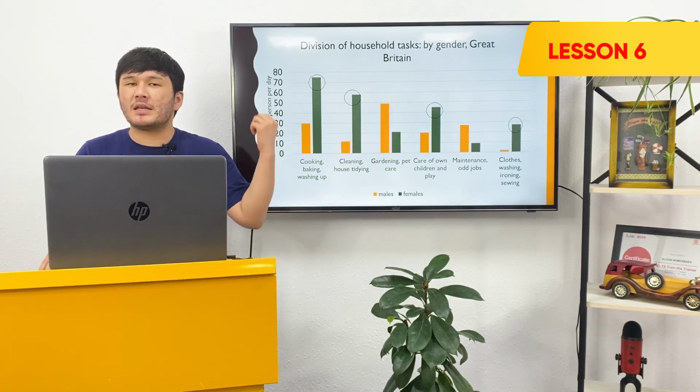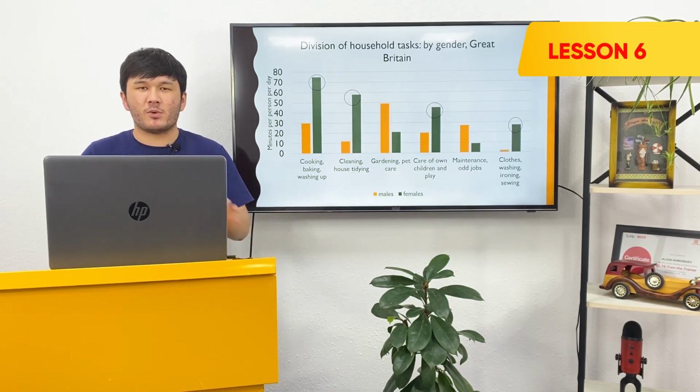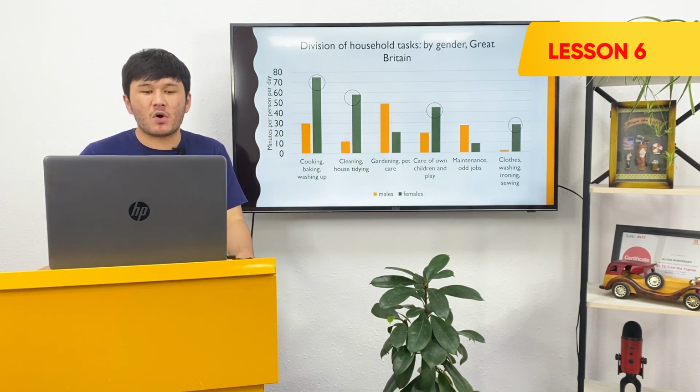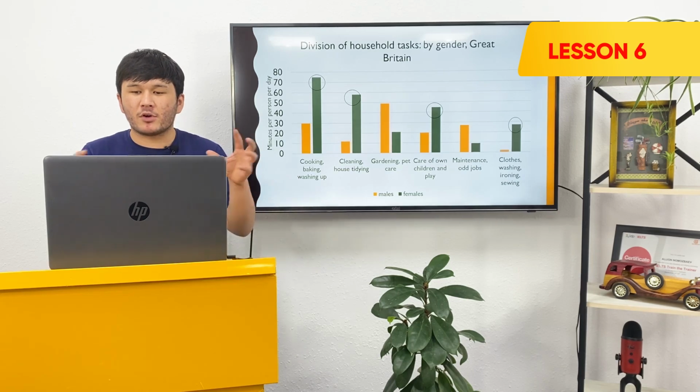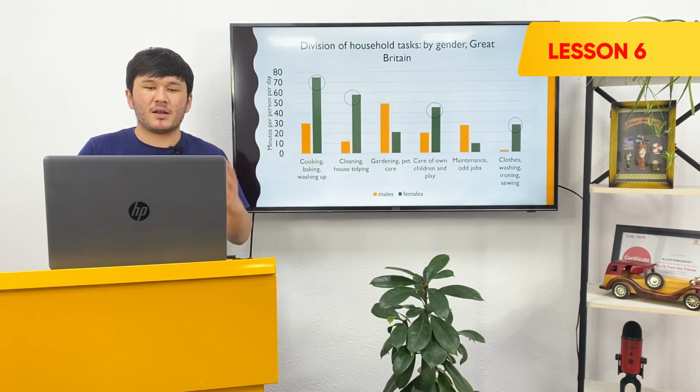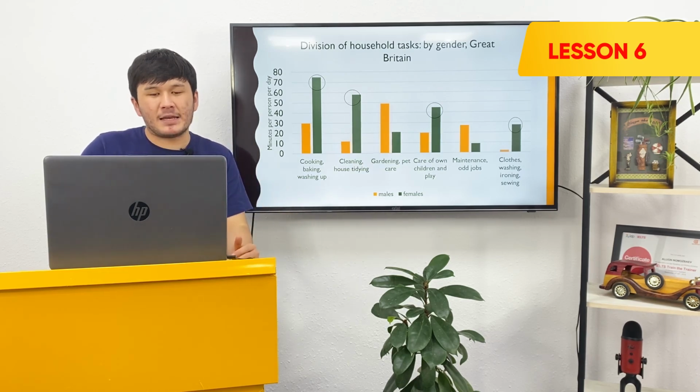So like we did in our lesson number 3, where we tried to group them logically, we have to do the same. We don't want to individually call out the types of tasks that we have here, but we want to group them by saying that women are spending more time on tasks inside the house, whereas men are spending more time maintaining.